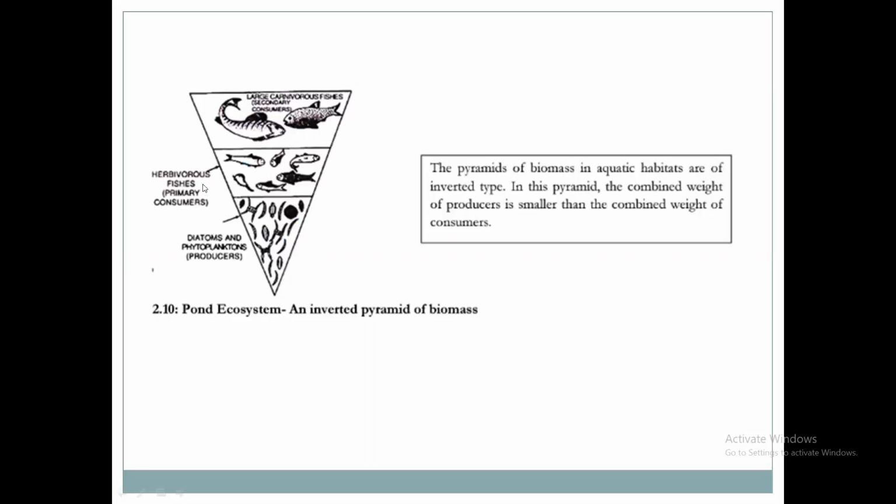Above that, primary consumers are there, which include herbivores and small fishes. Above that, large fishes which consume these small fishes; secondary consumers are shown. This is a pyramid of biomass in aquatic habitats, of inverted type. The combined weight of the producers is smaller than the combined weight of the consumers. Inverted pyramid of biomass.